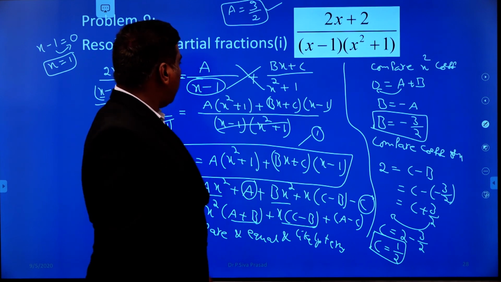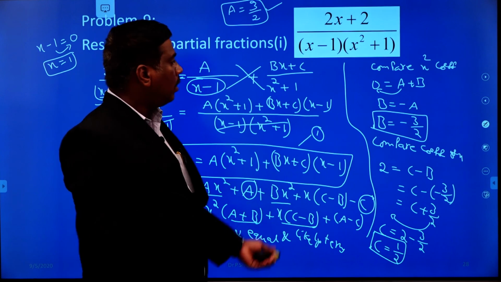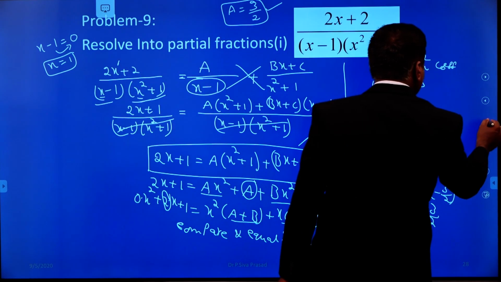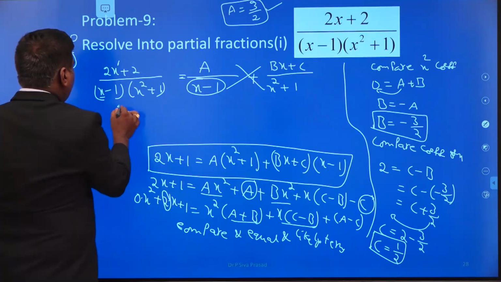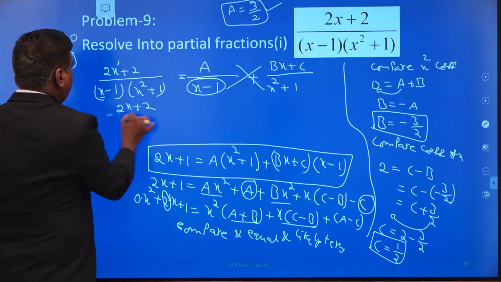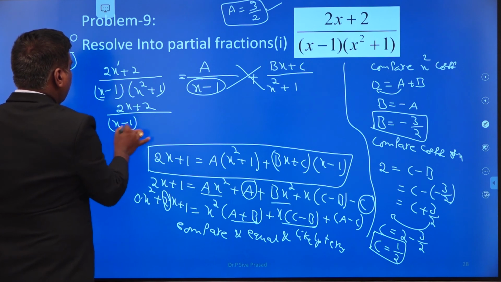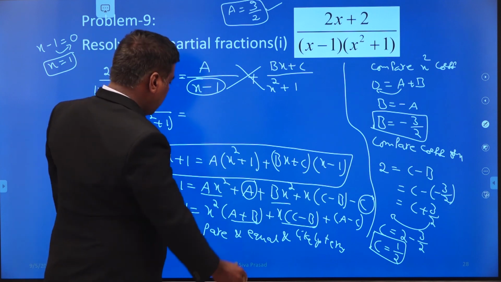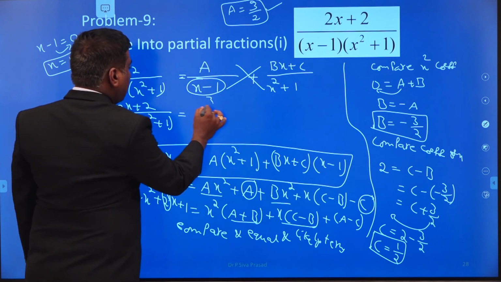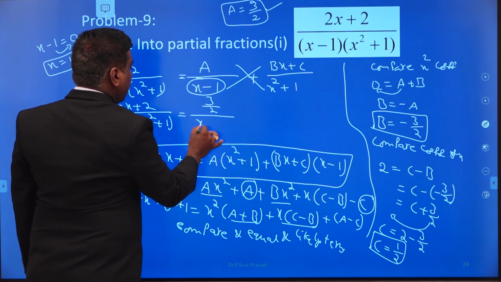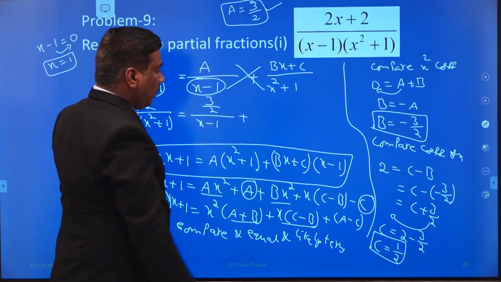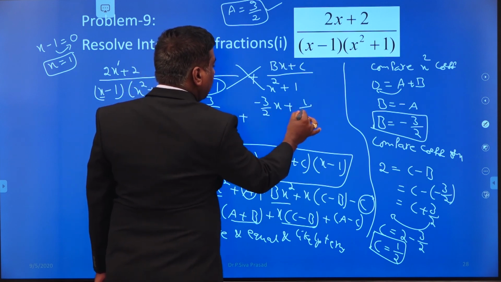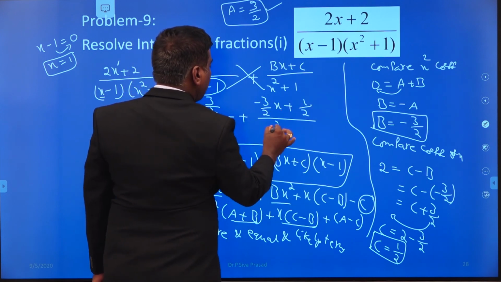B value is minus 3 by 2 and A value is 3 by 2. Here all the values are obtained. Now those values are substituted in this place. So (2x plus 2) by (x minus 1)(x square plus 1) is equal to A value 3 by 2 over (x minus 1), plus (B value minus 3 by 2 into x, plus C value plus 1 by 2) over (x square plus 1).